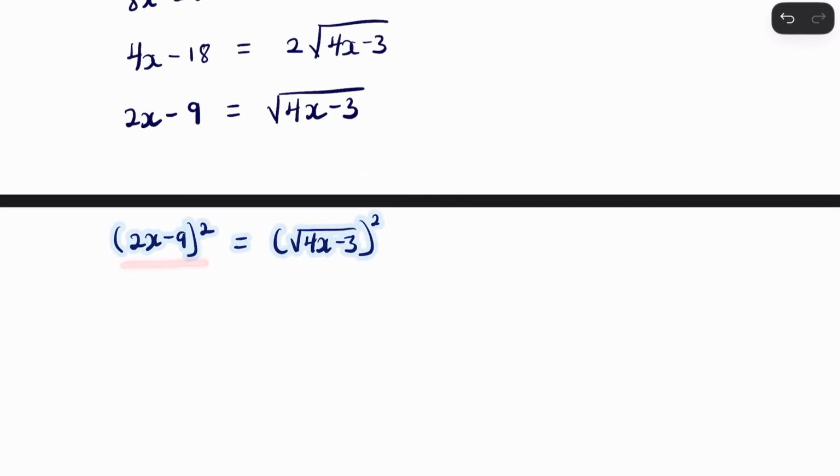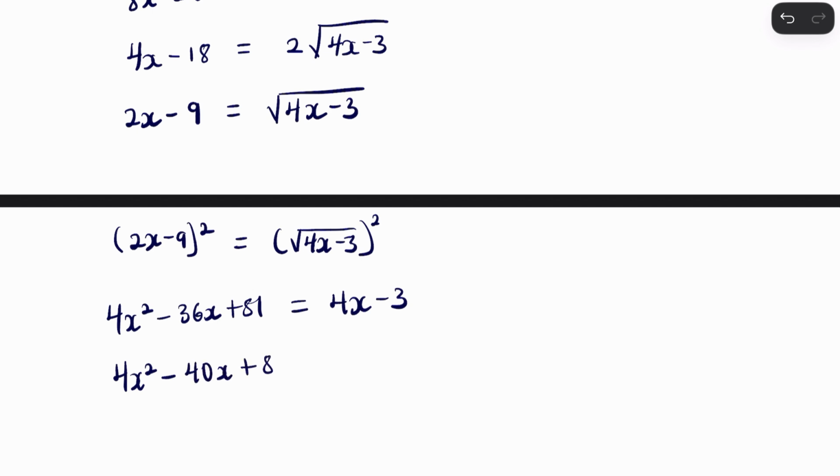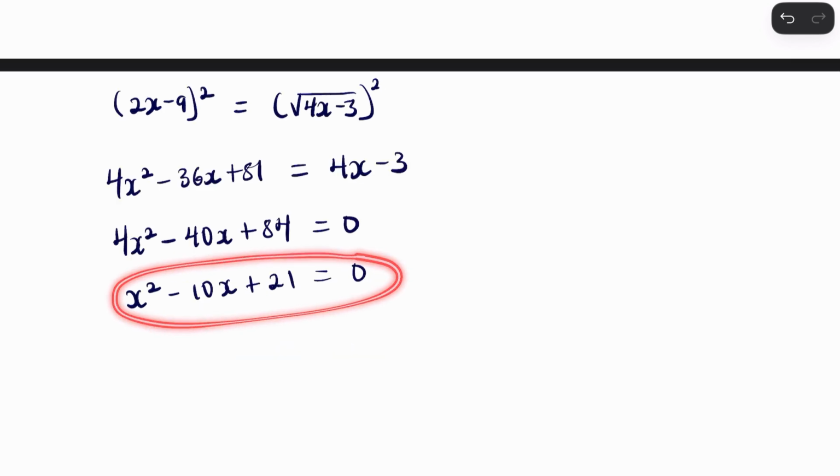So for the left hand side, we are going to have 4x² - 36x + 81 is equal to, so the right hand side, this guy is going to cancel out this, so you're going to have 4x - 3. So we move this guy into the left hand side, so we are going to have 4x² - 40x + 84 is equal to 0. So we can divide through by 4, so we are going to have x² - 10x + 21 is equal to 0. We now solve this quadratic equation.